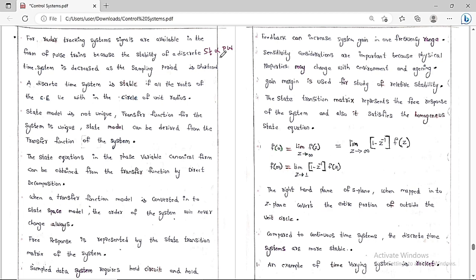So for radar tracking systems, signals are available in the form of pulse trains, because the stability of a discrete time system is decreased as the sampling period is shortened. So as the sampling period decreases, the stability also decreases. This point you always have to keep in mind. As the sampling period increases, the stability also increases in the case of the discrete domain.